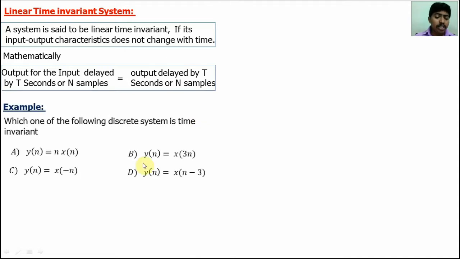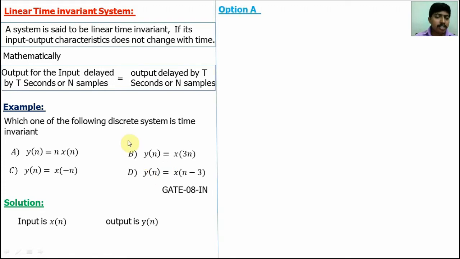In this question, we have to identify which one of the options is a linear time invariant system. This question was asked in GATE 2008 Instrumentation Engineering. Here input is x of n, output is y of n. We will check the options one by one. First we will check option A. Here this is a discrete system. So we have to first find the output for the input delayed by n samples. Then we have to find the output delayed by n samples. If both are the same, the system will be linear time invariant.